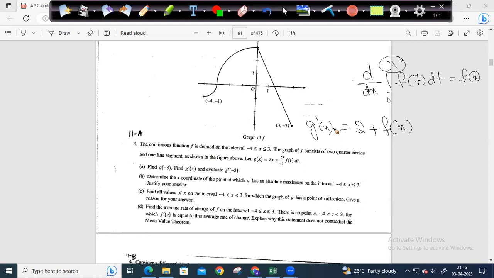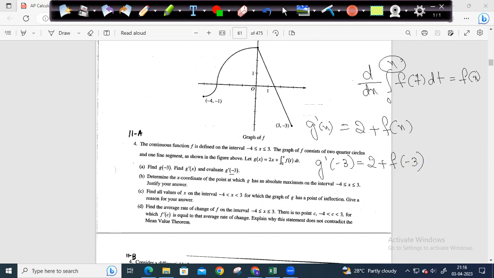Now I need to find the value of g dash of -3. Only the first question requires integration. Remaining all, what we have learned: relative maxima, relative minima, point of inflection, average rate of change. So it is all what we have learned so far. To find g dash of -3, I should write it as 2 plus f of -3.